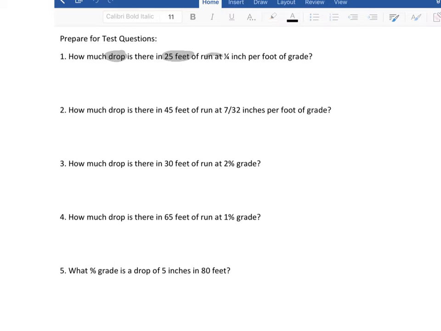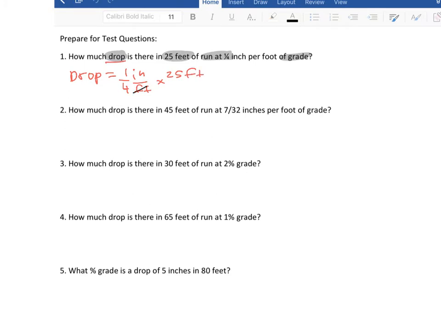And it says that of a run, 1/4 inch per foot of grade. So I kind of just highlighted some of the important things. But we know that we're looking for the drop. So how much drop? We have formulas for drop. We have grade times run, or we have percent grade times run divided by 100. So we're going to go grade, which is 1/4 inch per foot, times the run, which is 25 feet.